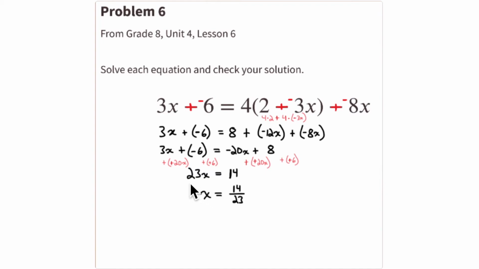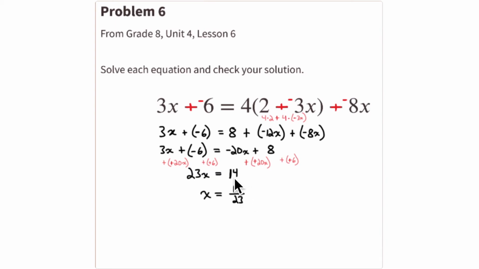You have to multiply by the multiplicative inverse of 1/23. So you have to take 1/23 of these 23x's to get to 1x. That means you have to take 1/23 of 14, which is 14 23rds.